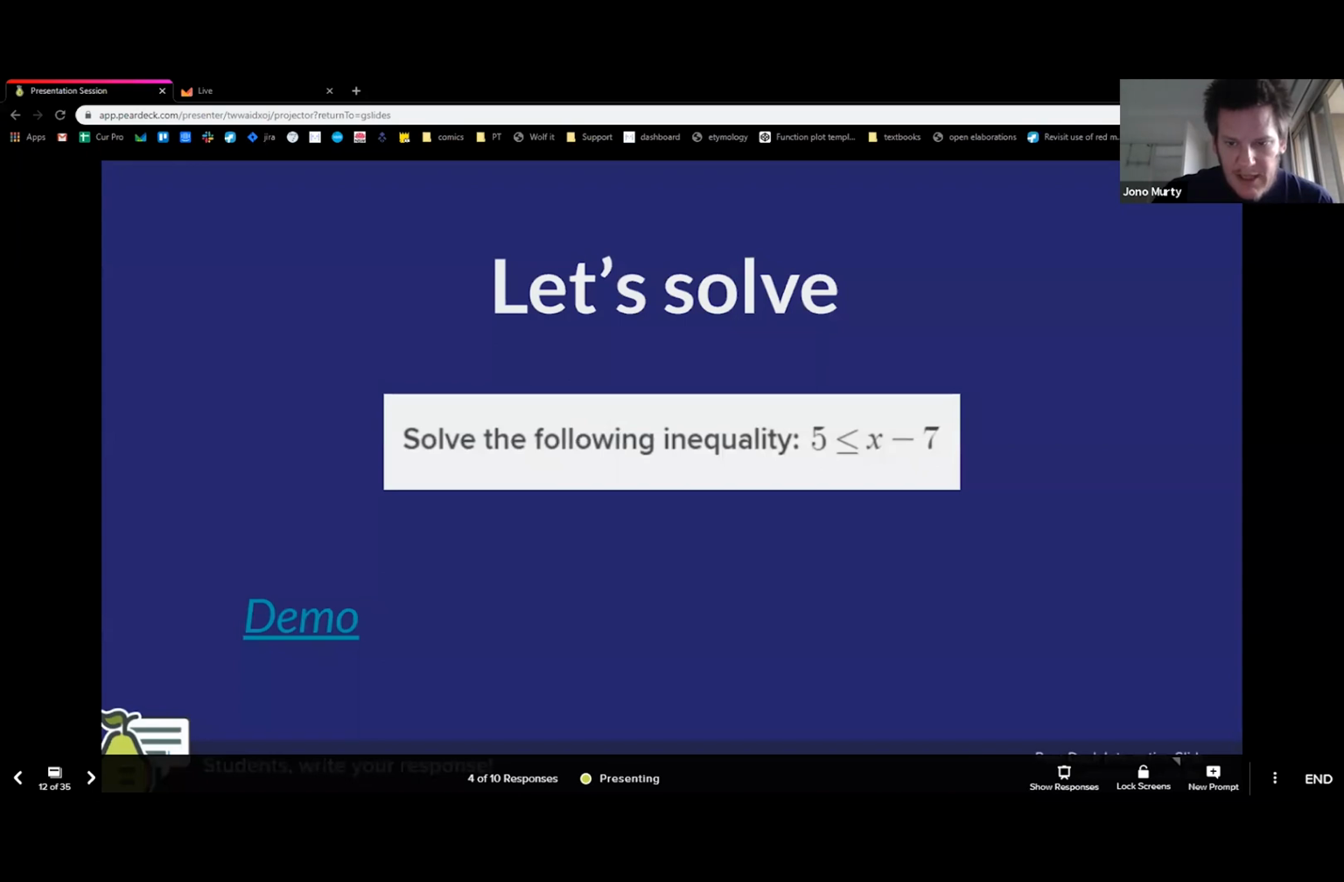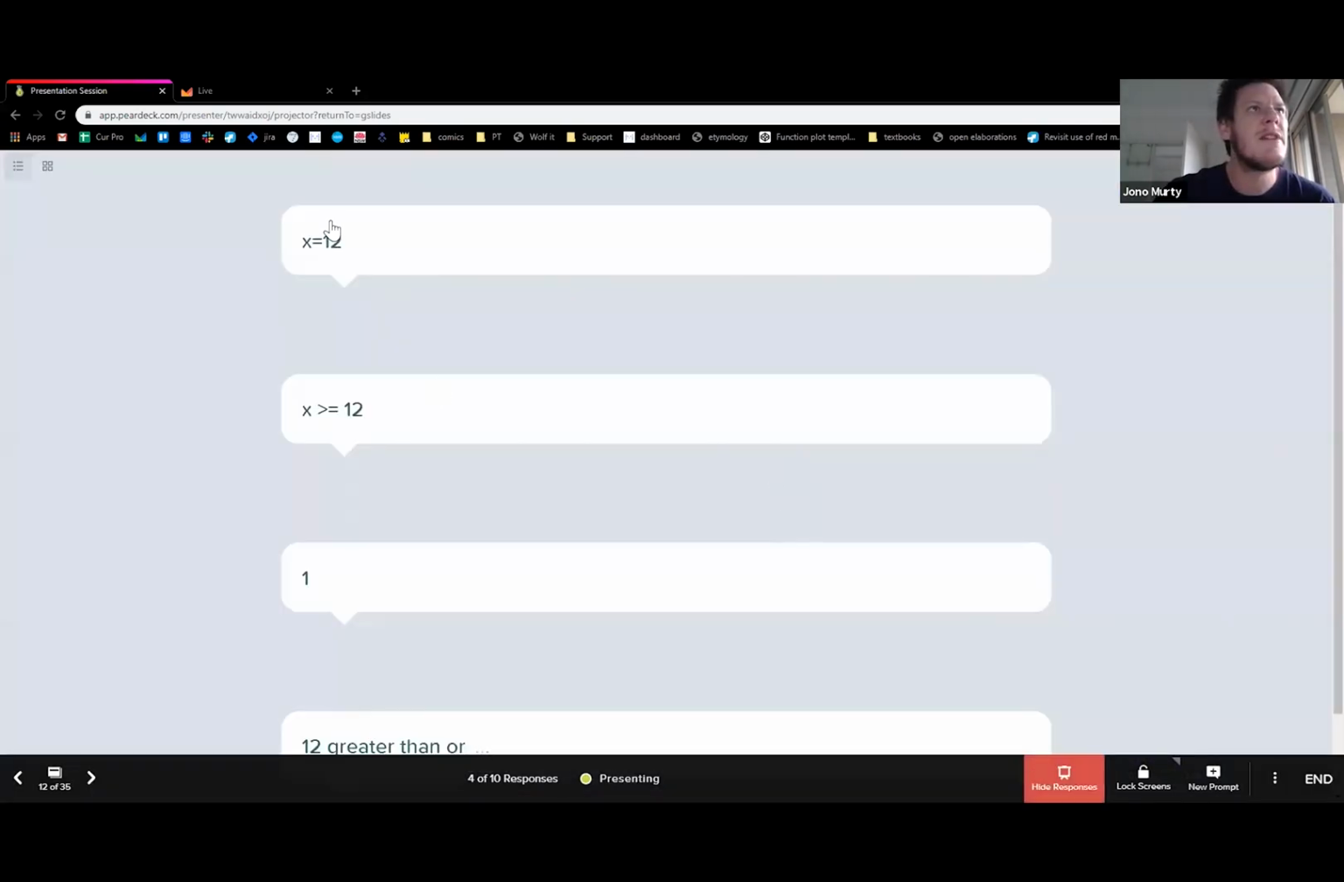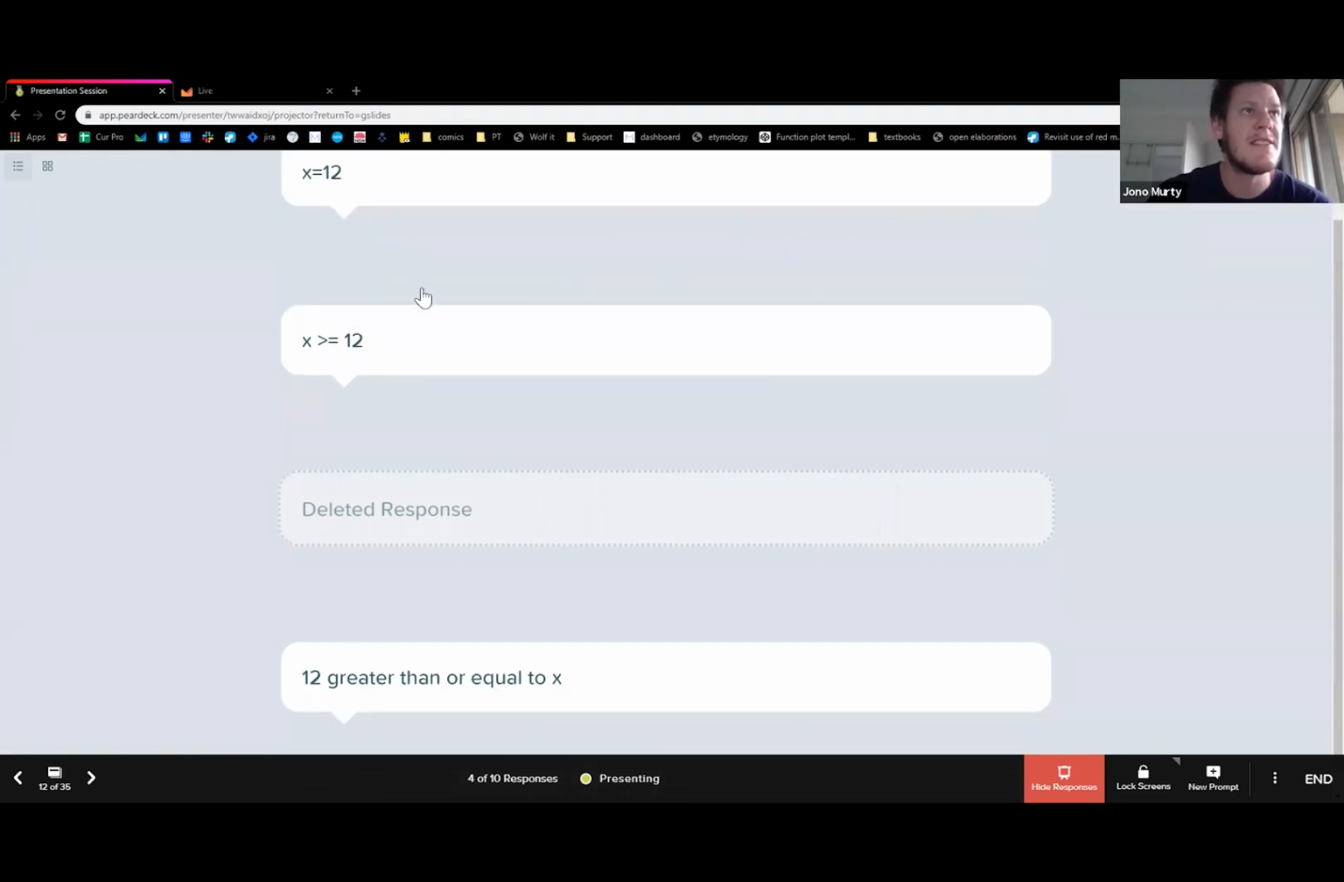Looks like most of you got that right. We'll just quickly show a few. Yeah, x equals 12. This would be correct if the question asked what is the smallest integer value. As it is, it's not quite correct. This is saying x equals 12 is the only answer. Obviously, if x equals 13, it's still correct as well. So this is the correct way: x is greater than or equal to 12.